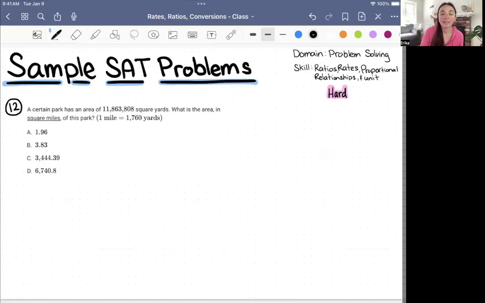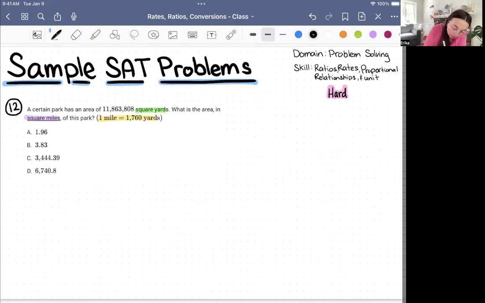A certain park has an area of 11 million square yards. The square yards is important here. What is the area in square miles of this park? And then they give us the conversion of 1 mile equals 1,760 yards. So we essentially want to convert the units from square yards to square miles using that yellow conversion that I highlighted. So what we're going to do is use a conversion train.